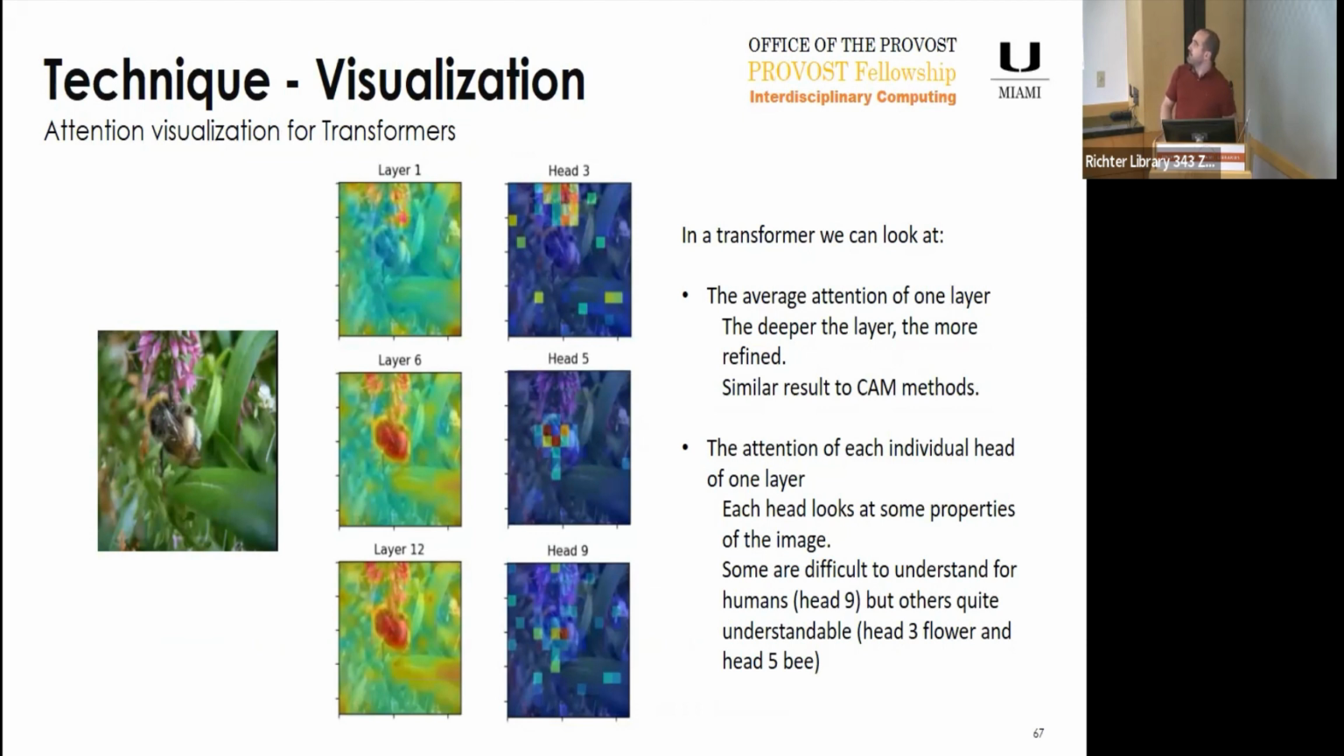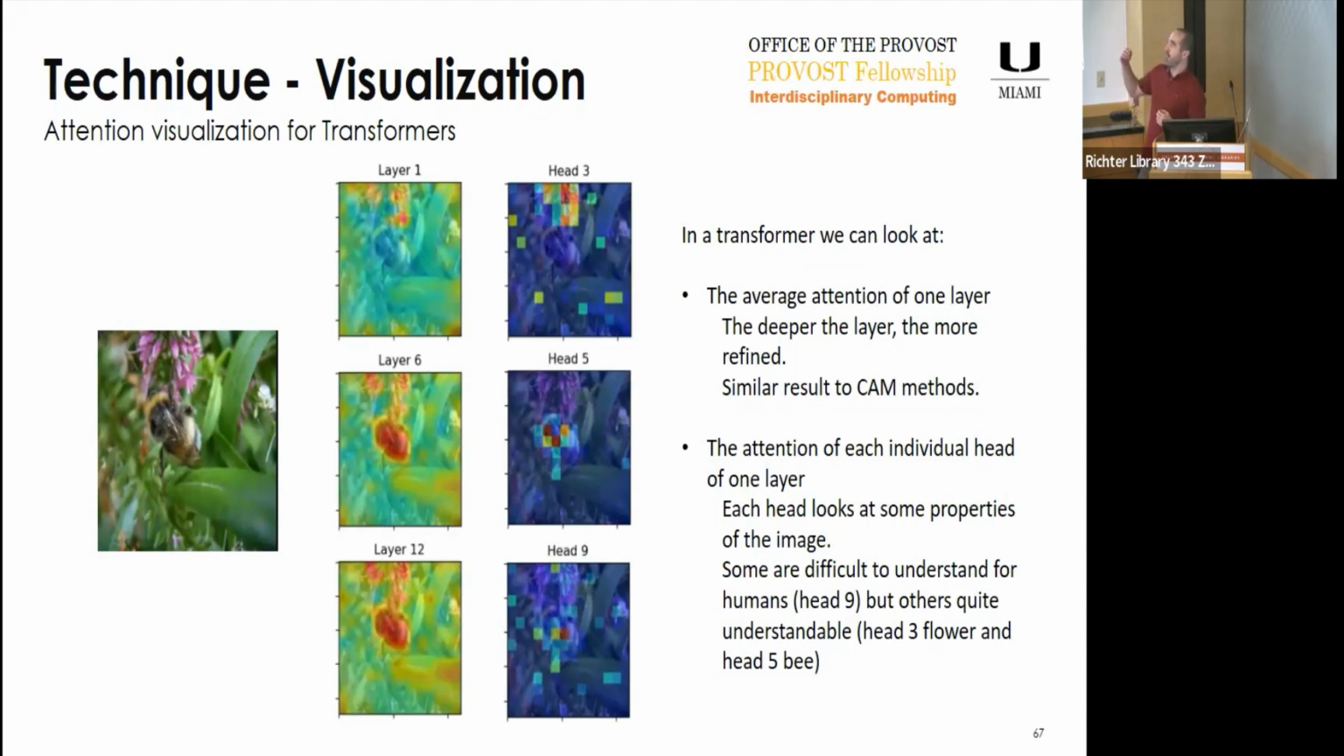And it works completely different than the methods before. The methods before, we need to do mathematical transformations and go backward to see. But the transformers have what is called attention. Everything is about the attention.